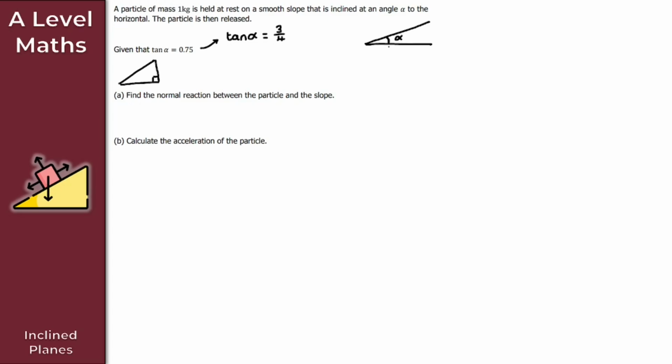Well, because we know this angle of inclination is alpha, and we're also given that tan alpha is equal to 0.75. So by using some basic trigonometry, if tan alpha is equal to 3/4, that means the opposite side is 3 units, the adjacent side is 4 units, and then by using Pythagoras, the hypotenuse must be 5 units. Okay, so in that case, we can see that sine alpha is equal to 3/5, and cos alpha is equal to 4/5.